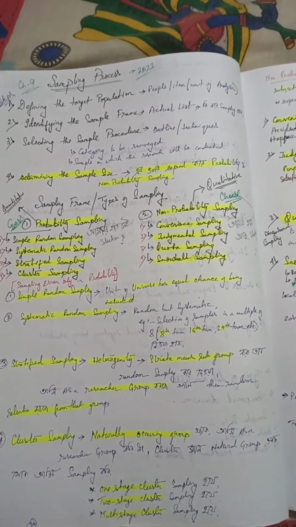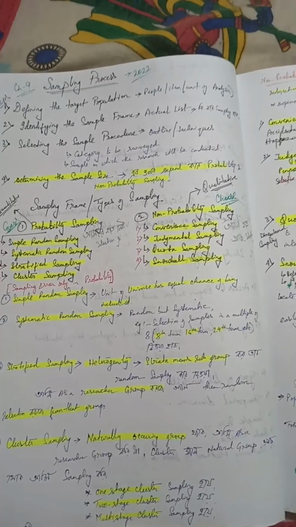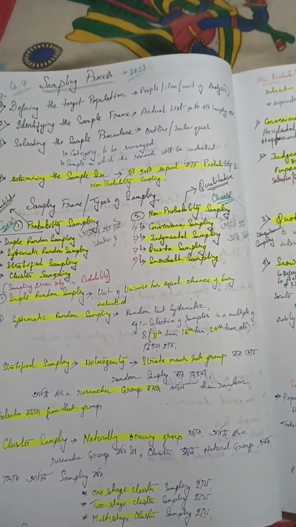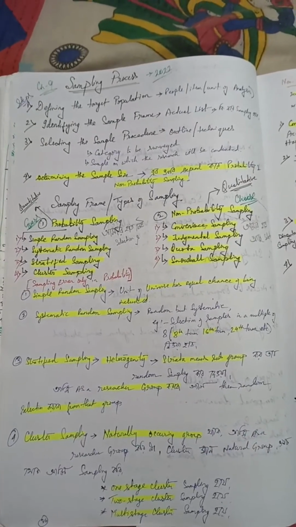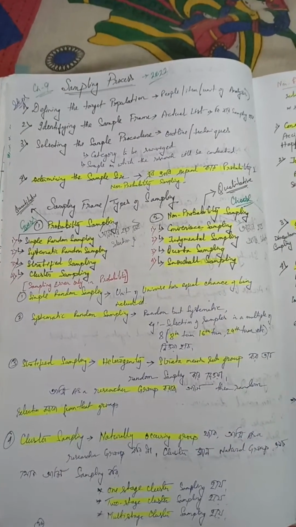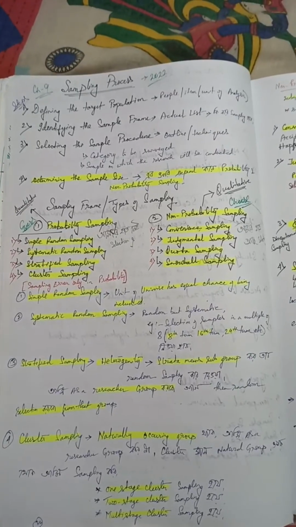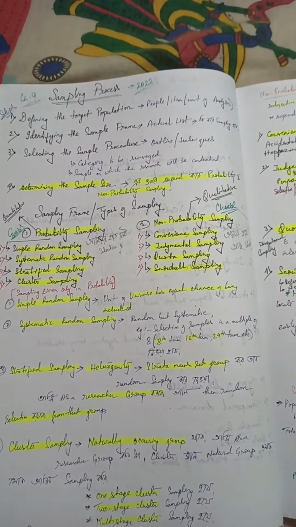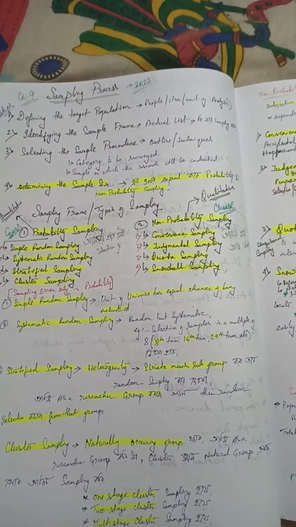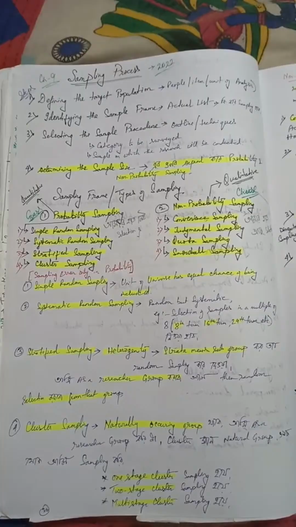Since studying an entire population is often impractical, right? It's not possible to study an entire population. That's why the sampling process and sample framing are required. Researchers use samples to collect data that represents the broader population. The broader population means the whole thing.